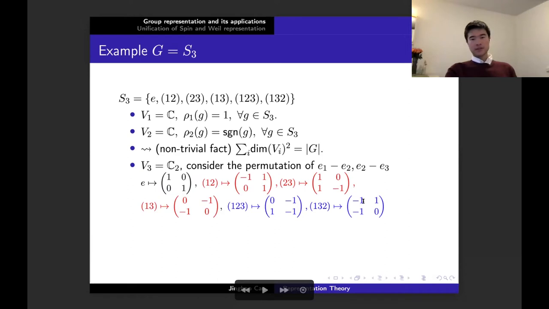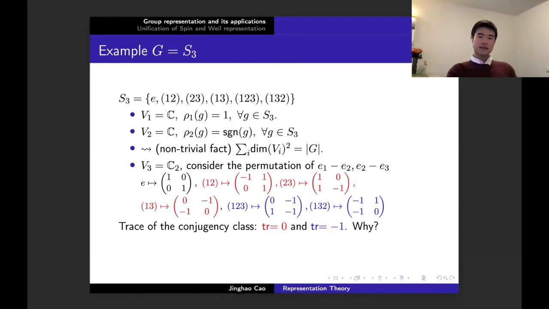And if we look at this representation, I already kind of cheated by highlighting the color of the 2-cycles and 3-cycles. We see that the trace of the red one is always 0, and the trace of the blue one is always -1. And why is that? The reason is that the red ones are in the same conjugacy class, and the blue ones are in the same conjugacy class as well. That's easy to see because in Sn, all elements in the same conjugacy class have the same cycle type. So the length 2 cycles are always in the same conjugacy class, and the length 3 cycles are always in the same conjugacy class.